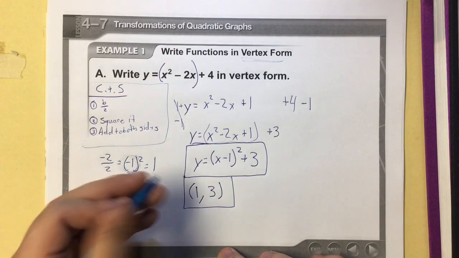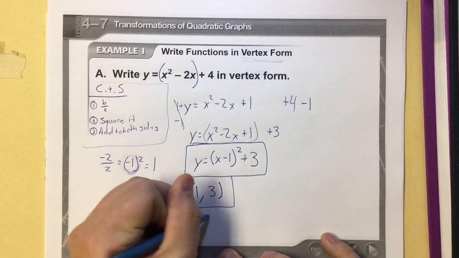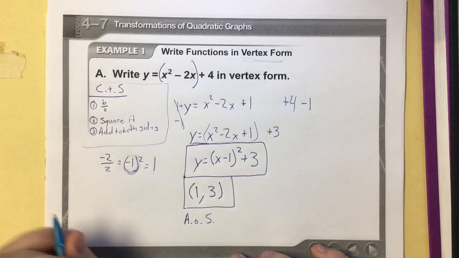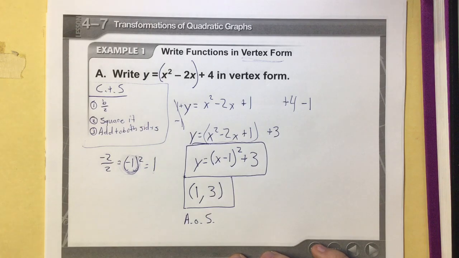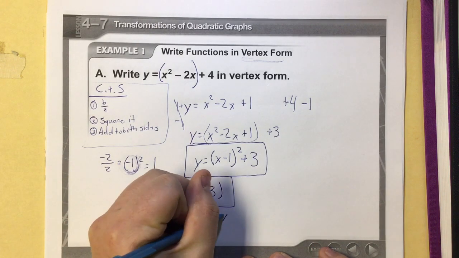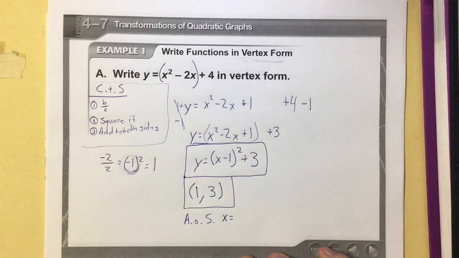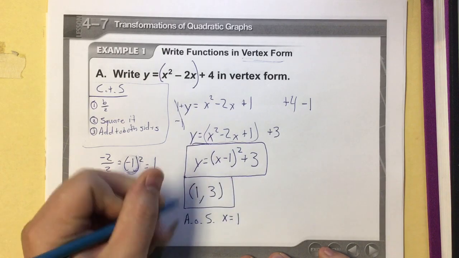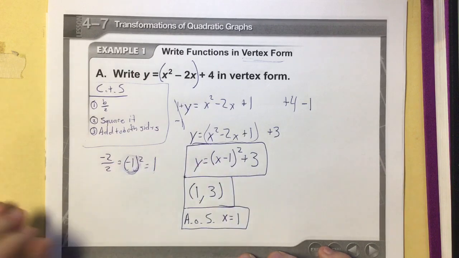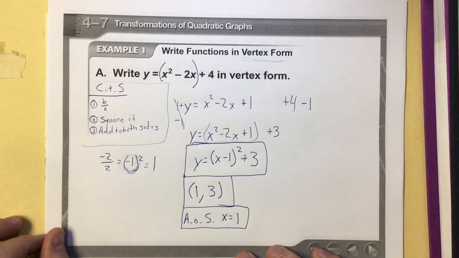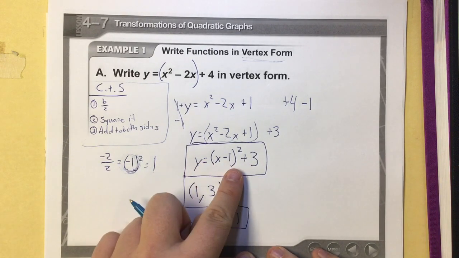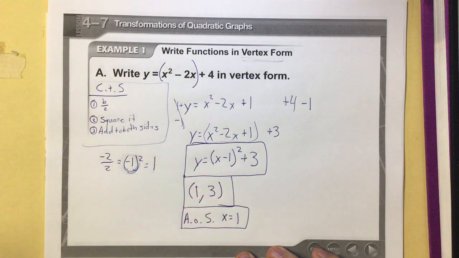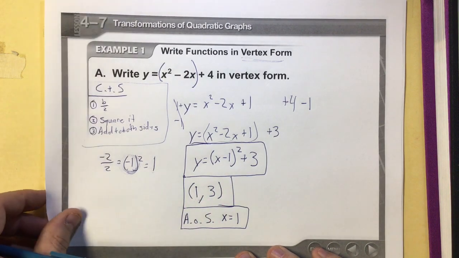It's also going to ask us for the axis of symmetry. Remember, the axis of symmetry is that vertical line that goes through the vertex. A vertical line is always x equals a number, and if it goes through the vertex, it's always x equals the x-coordinate, x equals 1. So this is what it's asking for in this example, but because I know what your homework is, it's just nice to include that in there.